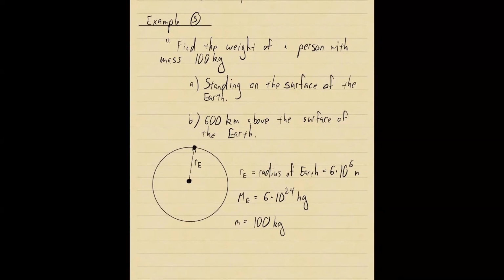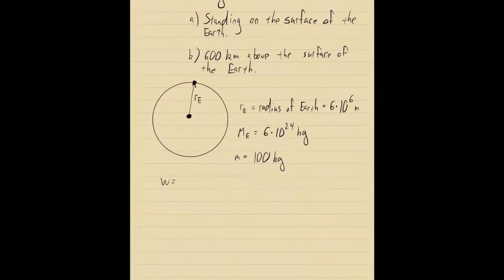So the weight is just equal to G times the mass of the Earth times the mass of the person, divided by the distance between the center of the Earth and the person standing on the surface.